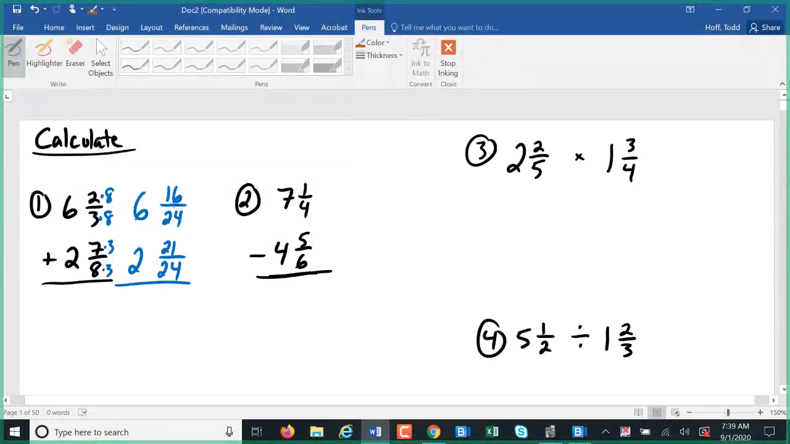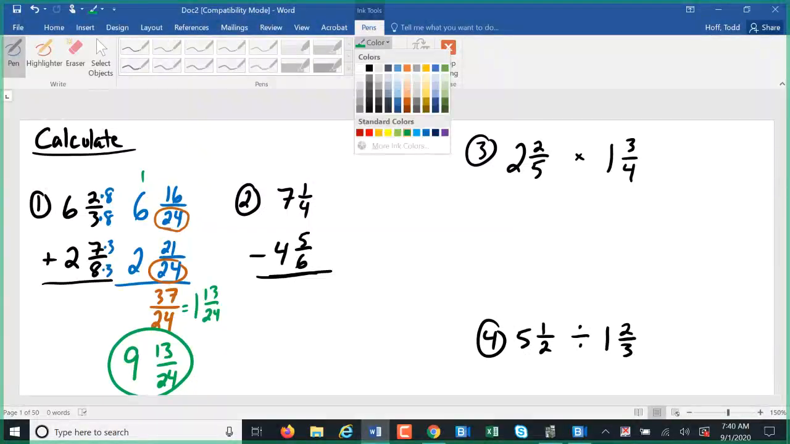Now we can go ahead and add 16 24ths plus 21 24ths. Remember, when we add or subtract, we combine the counts and we keep the same name. The denominator of this fraction is like the place value of that digit. So we keep the name of 24ths. We combine the count. 16 and 21 is 37. Now that is an improper fraction, which you can break down into 1 and 13 24ths. So we're going to keep the 13 24ths and carry the 1. 1 and 6 is 7, plus 2 is 9. 9 and 13 24ths. Any questions on that one?